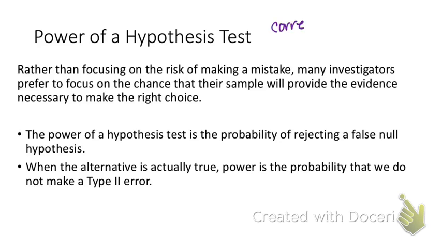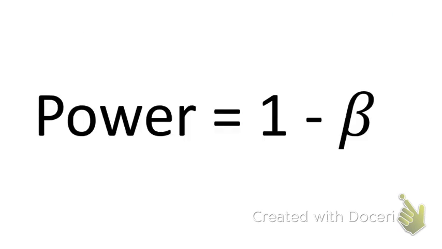You correctly reject the H0. You have all the power when you reject it correctly. When you correctly reject the H0, you've got the power. Okay, power is equal to 1 minus beta.